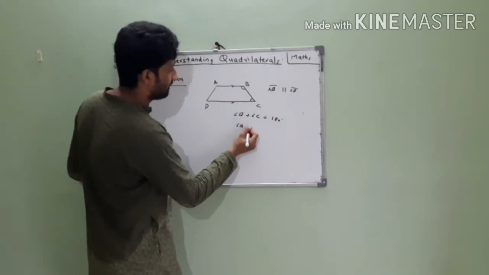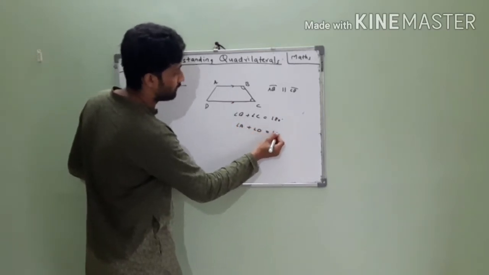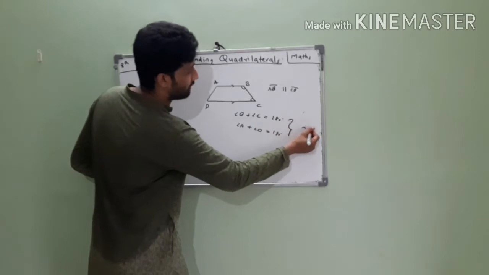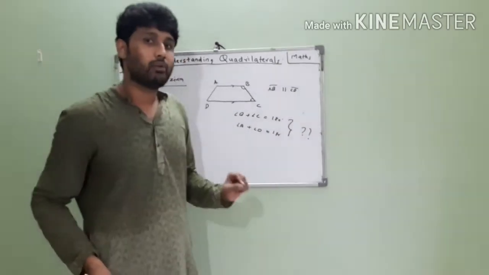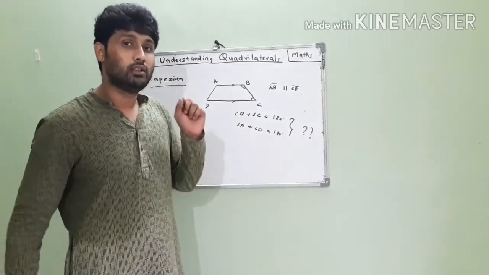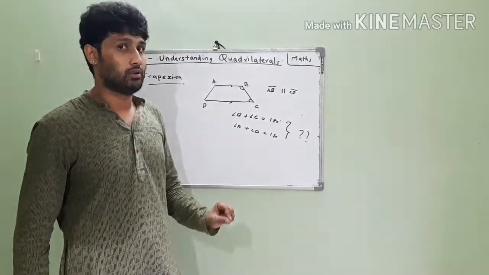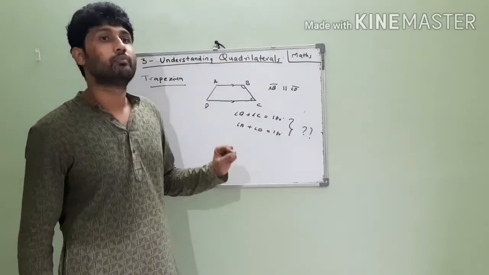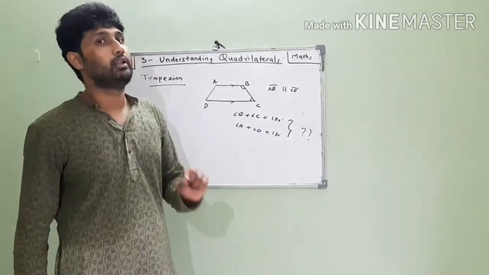Similarly, angle A plus angle B is also 180 degrees. Why? Think and tell me why. The hint is in the transversal part which we have covered. Think about transversal. Explain it to me properly in the evening.